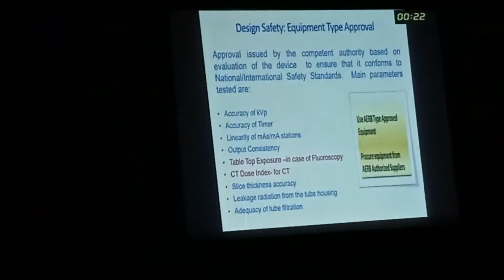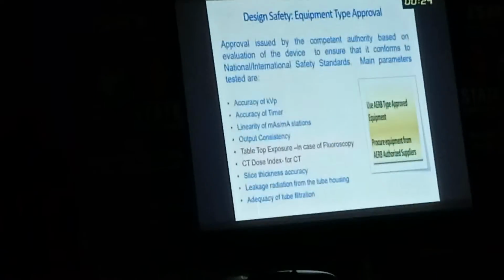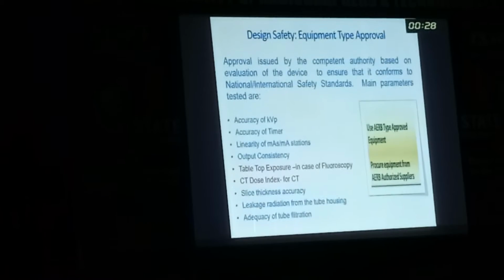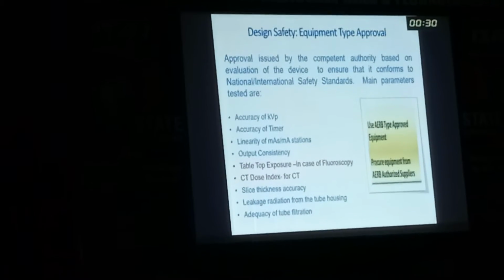Then type approval. During type approval, different tests are carried out for different kinds of equipment, like accuracy of kVp, timer, and slice thickness in case of CT dose index. After that only, the type approval certificate is issued to the manufacturer, and then only can the equipment be marketed to the user. So in all the equipment you will find one AERB type approved number.